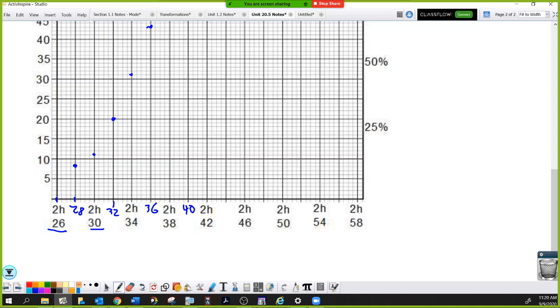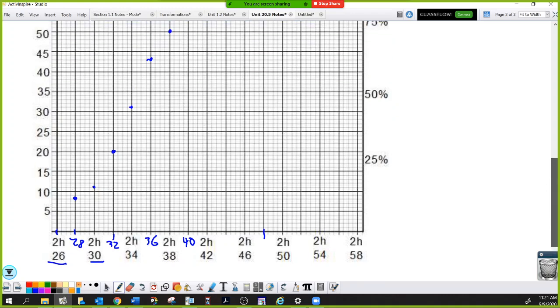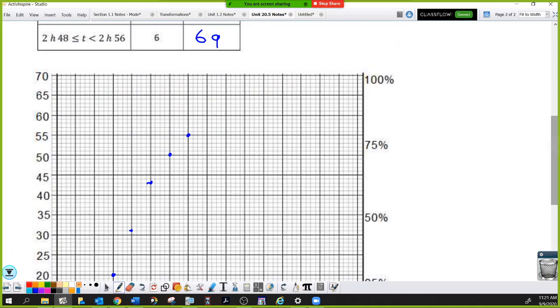So we have to go all the way to 248, which is way out here, to get the next number, which is going to be 63. Oh, I'm going the wrong way, that's why. 63 should be right there. And then the last one is 69 at the 56 mark, which is right here. This one right here.